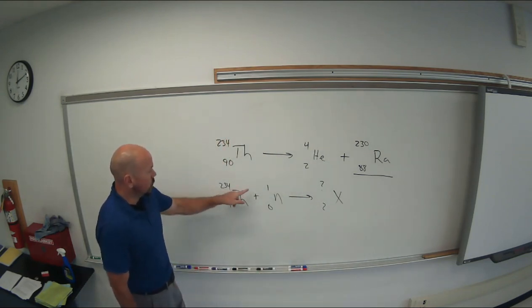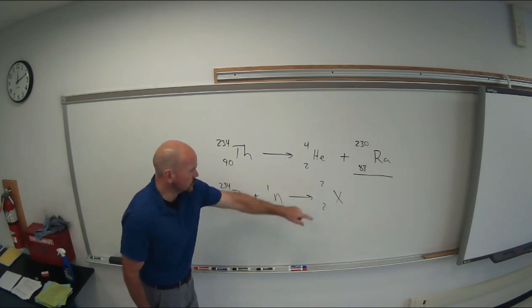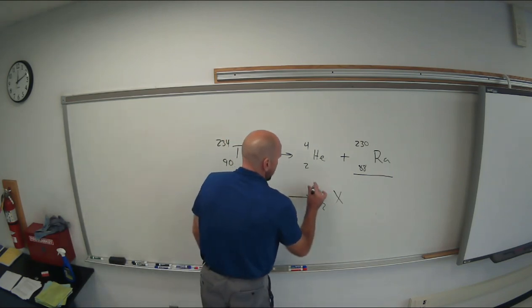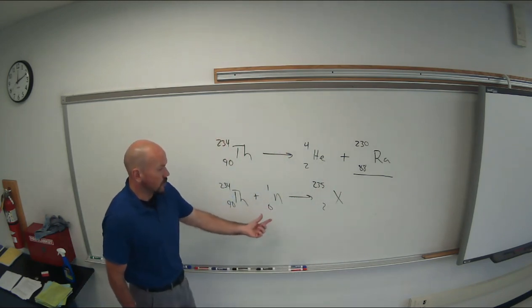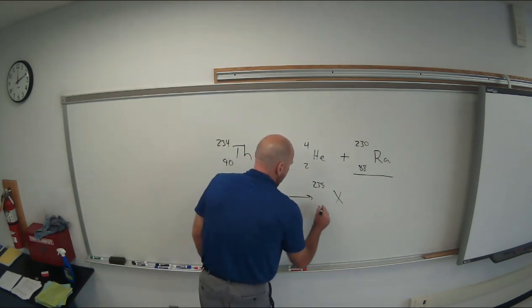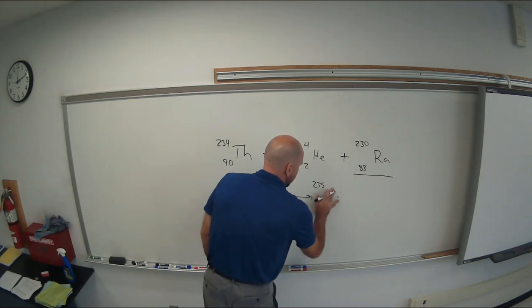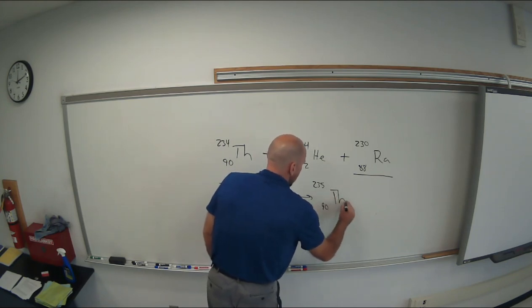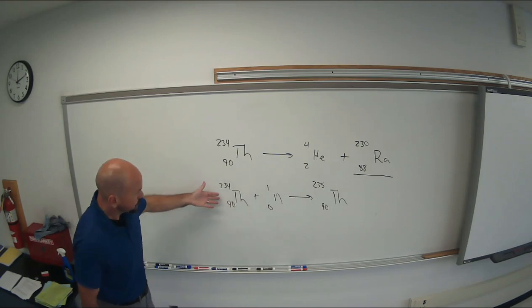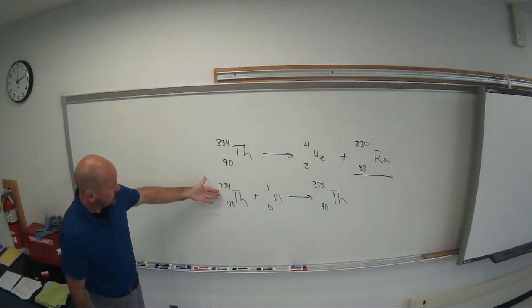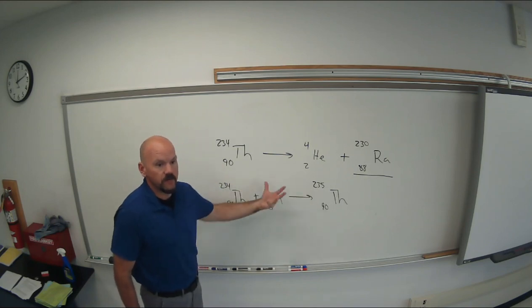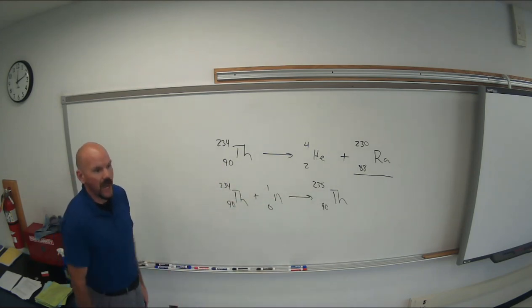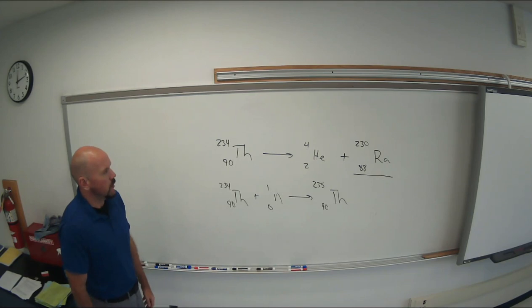And again, my yield sign is an equal sign. So it would be 234 plus 1 equals that. So this would end up being 235. And this would be 90 plus 0 equals that. So it's 90. And then since it has the same atomic number, it's thorium. So that would be thorium-234 becomes thorium-235 after neutron capture or neutron bombardment. Okay?